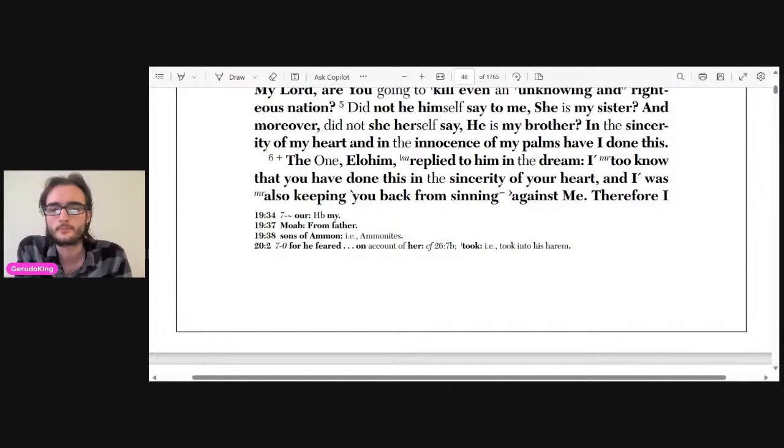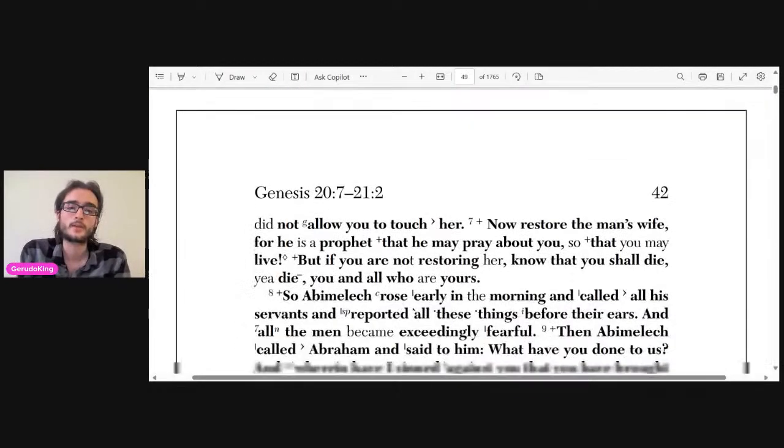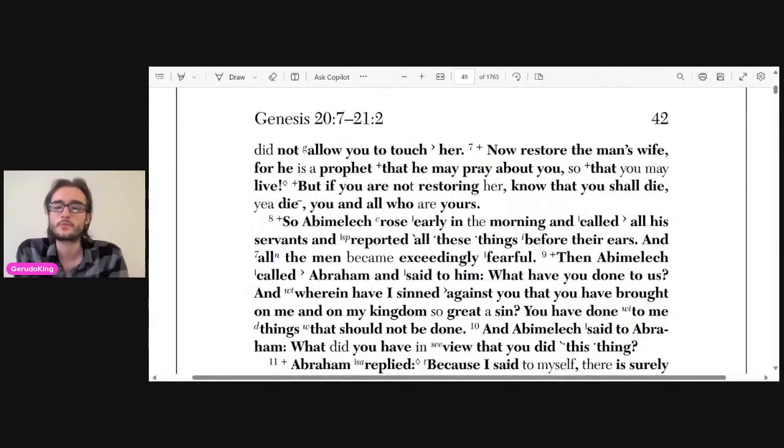The one, Elohim, replied to him in the dream, "I too know that you have done this in the sincerity of your heart, and I was also keeping you back from sinning against me. Therefore I did not allow you to touch her. Now restore the man's wife, for he is a prophet, that he may pray about you, so that you may live. But if you are not restoring her, know that you shall die, yea, die, you and all who are yours."